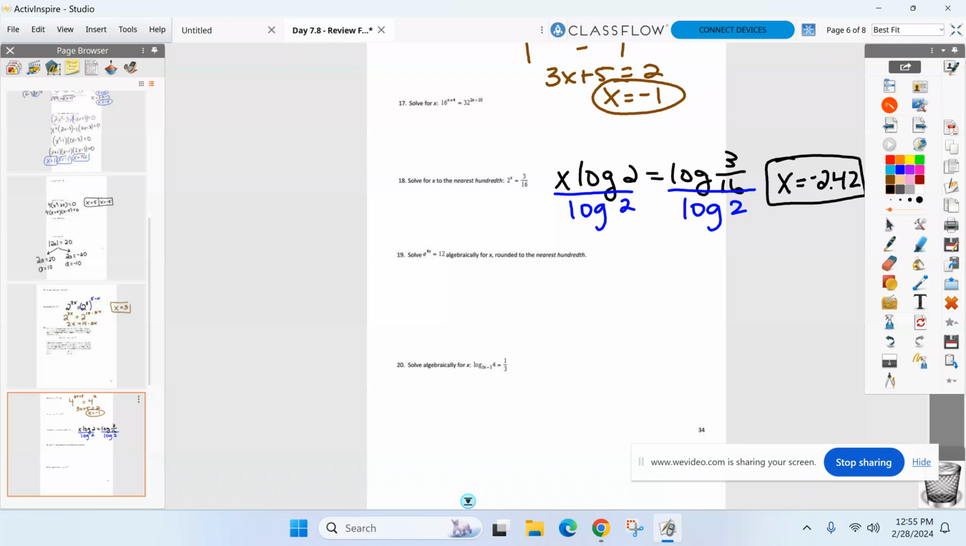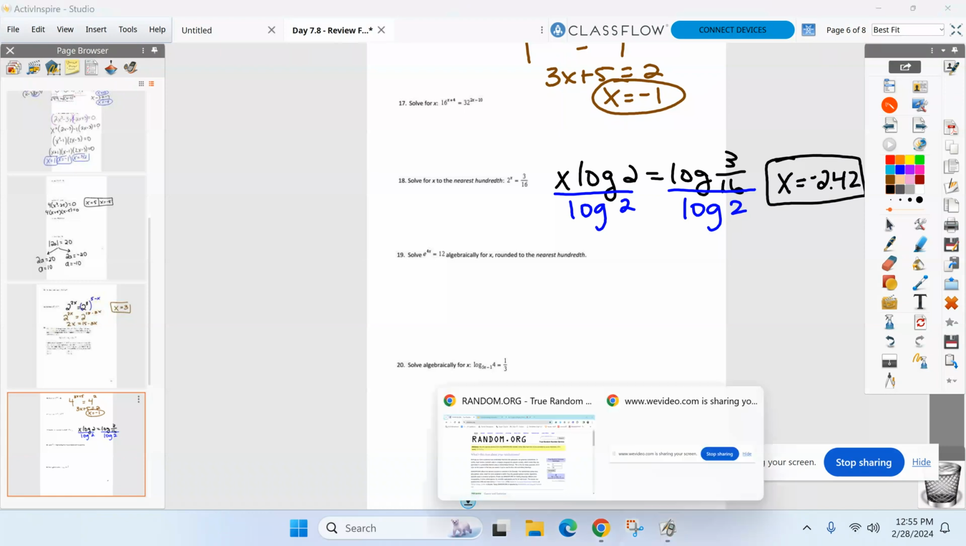Ooh, 20. This is where kids always have a heart attack on the test. They forget how to do these.